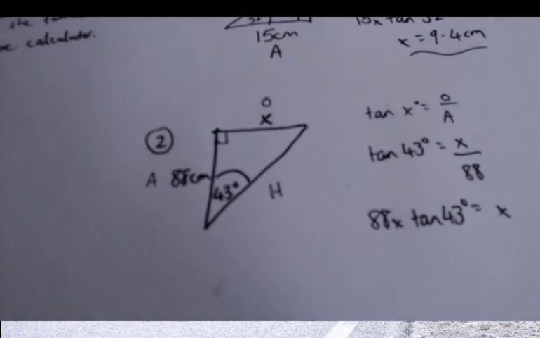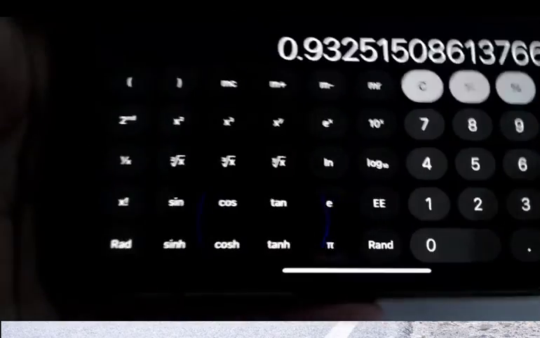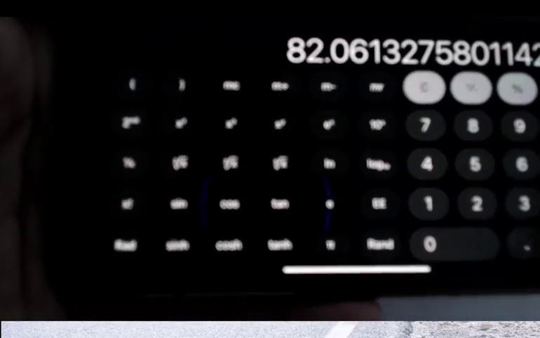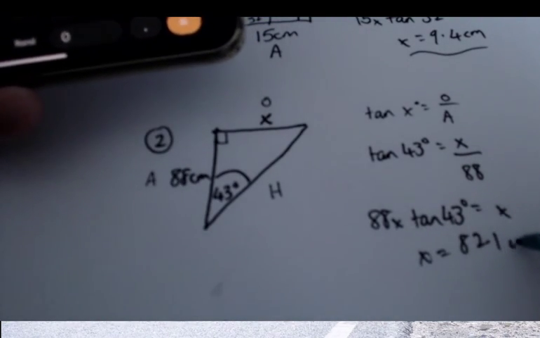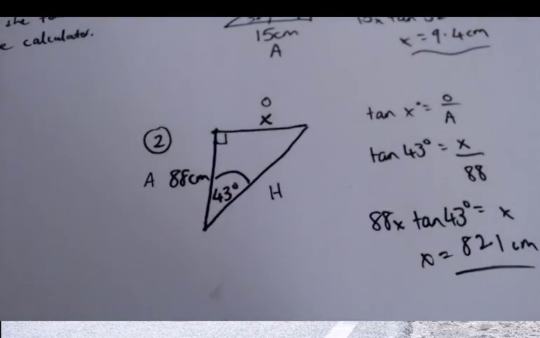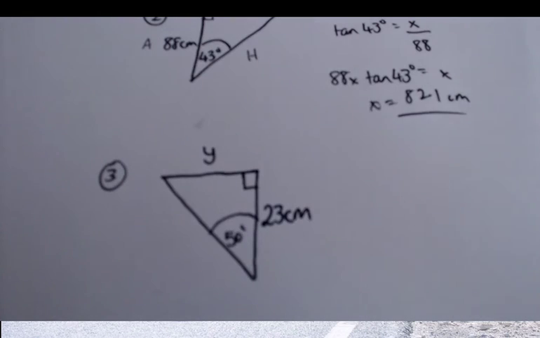Use your calculator. So this time, again, in reverse, we want to do 43 tan times 88, and I get 82.1 correct to 1 decimal place. Centimetres. Right, last one for you to try. Pause the video, give it a go.